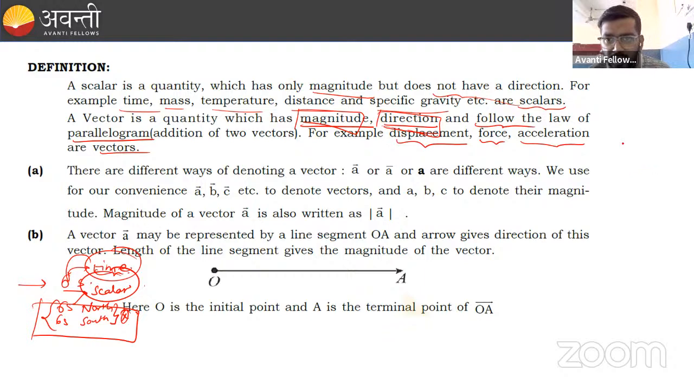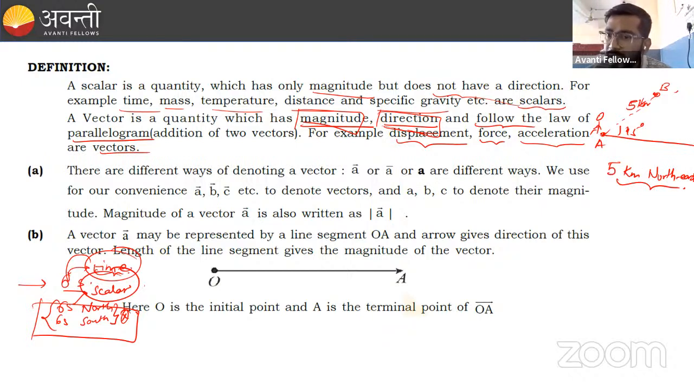So displacement, why is displacement a vector? Consider you are at a point A and you are moving here, right? You are moving here. This is like 45 degrees. So this distance is 5 kilometers to point B. So I'll say the guy at point A moved 5 kilometers northeast.